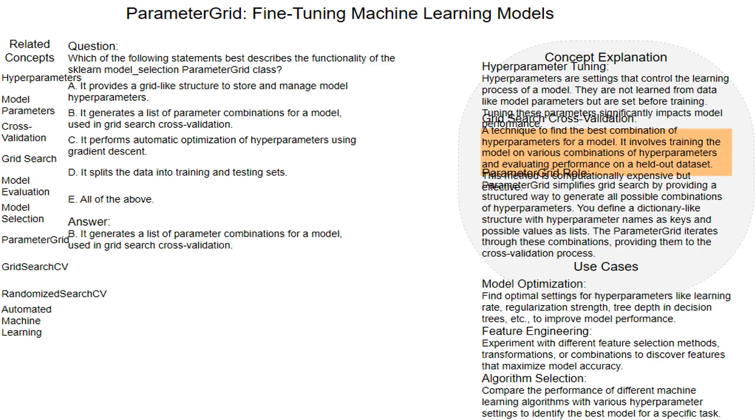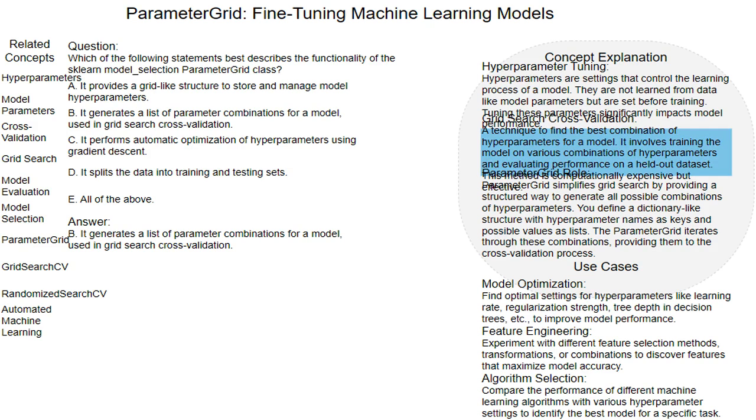Cross-validation: a technique to evaluate model performance by dividing the data into multiple folds and training and testing the model on different combinations of folds. In a spam detection model, cross-validation can be used to evaluate the model's performance on various sets of emails, ensuring that the model is robust and generalizes well to unseen data.